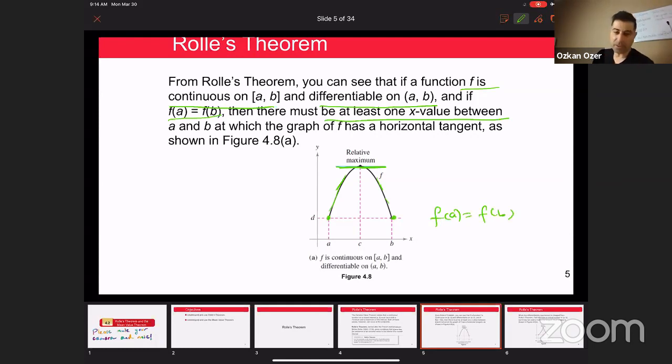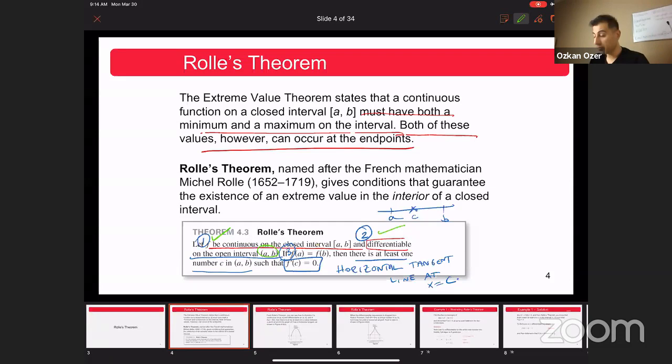The question here is, can you give up on the theorem? For example, can you give up on the continuity? Can you give up on the differentiability? Can you give up on having f of a equals f of b? Well, in certain cases, you can give up on those properties. You may still have a horizontal tangent line. You may still have a relative maximum, but this theorem says that once all three conditions are satisfied, it's for sure that you're going to have a horizontal tangent line.